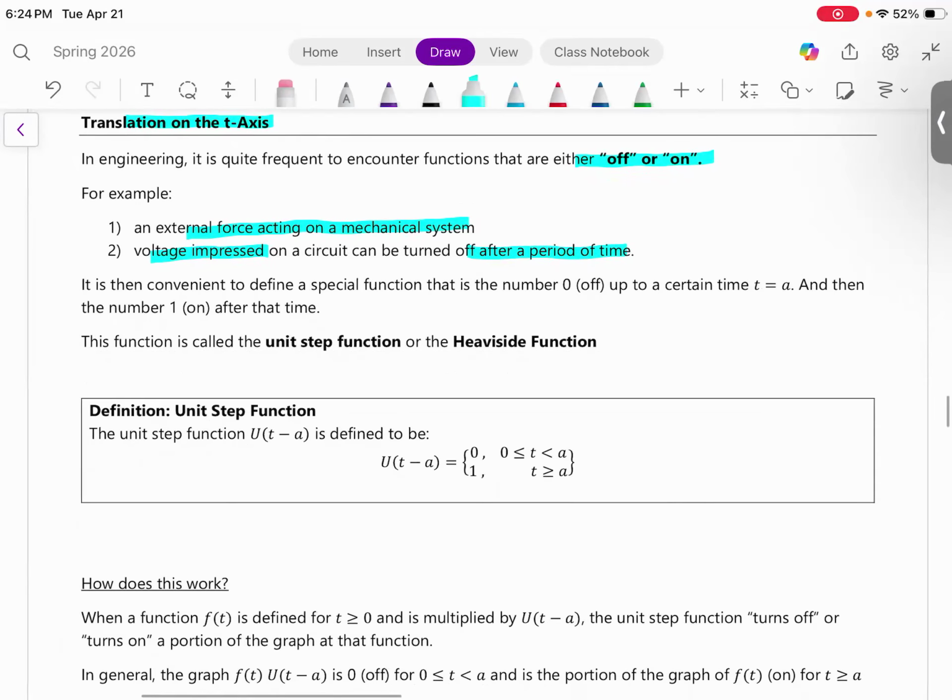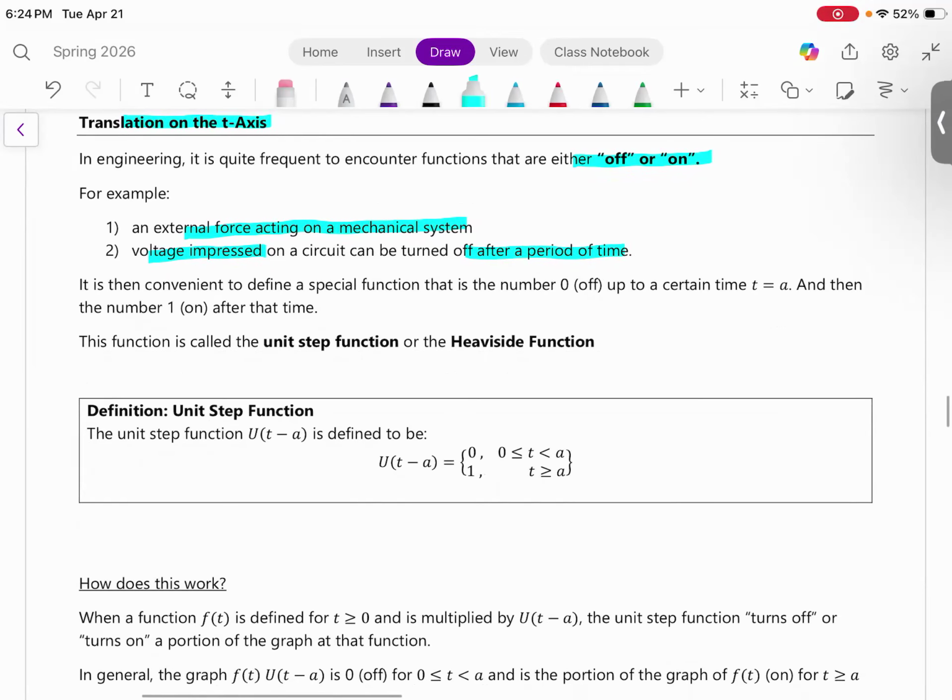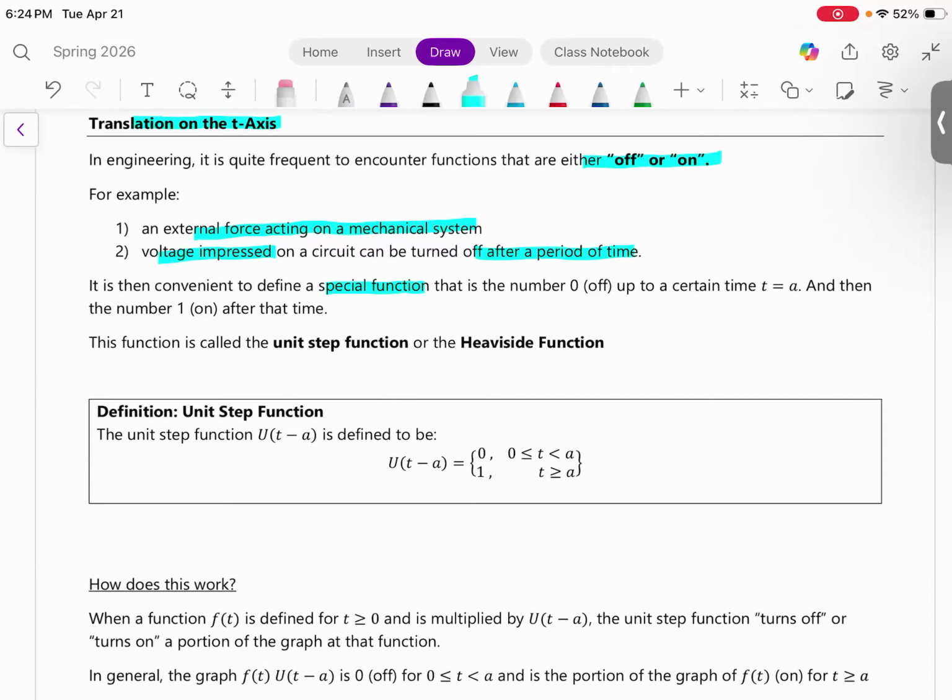If that's the case with these real life applications, it is very convenient to define a very special function that is zero, meaning off, up until a certain time t equals a, and then the number one, on, after that specific time. This type of function that's zero and then one, on and off, is called a unit step function, also known as the Heaviside function, which is a very cool name.